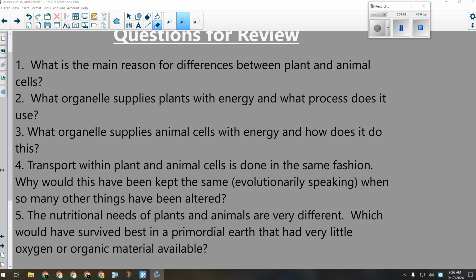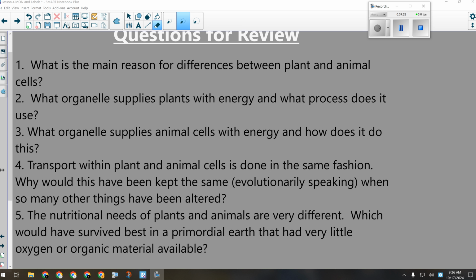Okay, it's pretty simple. These processes have been around for literally billions of years. Okay, and they work, and nothing better has come along to supplant them. Okay, so they're still there. All right, and number 5, the nutritional needs of plants and animals are very different.